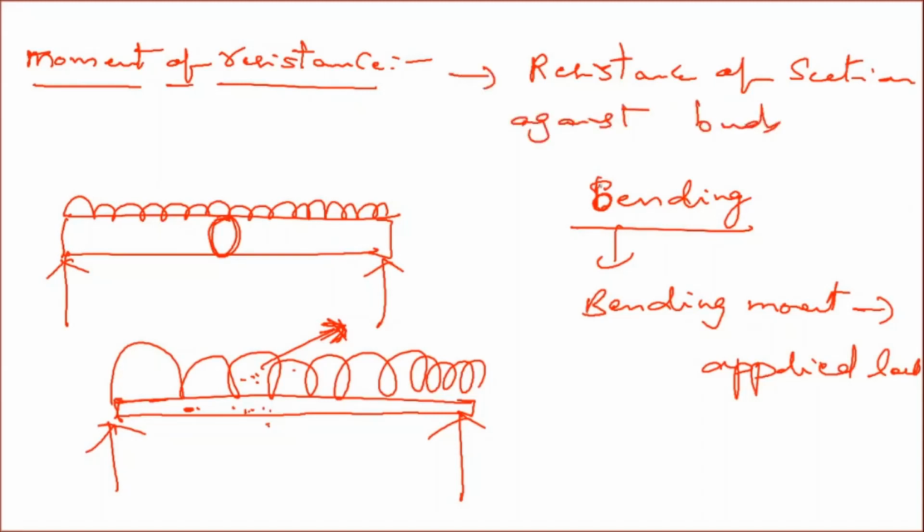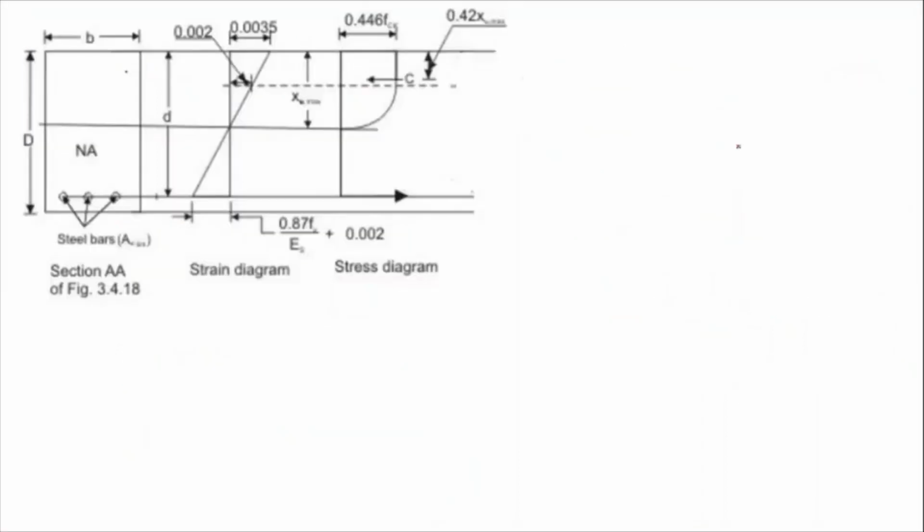Now how does this moment of resistance come? Consider a singly reinforced section. In this singly reinforced section, this portion will be under compression. That means above the neutral axis, whatever concrete is there will be under compression, and whatever steel bars are there will be under tension. So above the neutral axis, concrete is carrying the compressive stresses. Below the neutral axis, steel is carrying the tensile stresses.